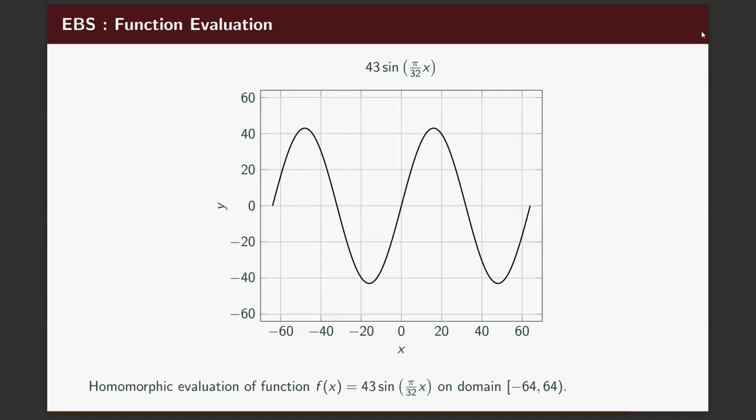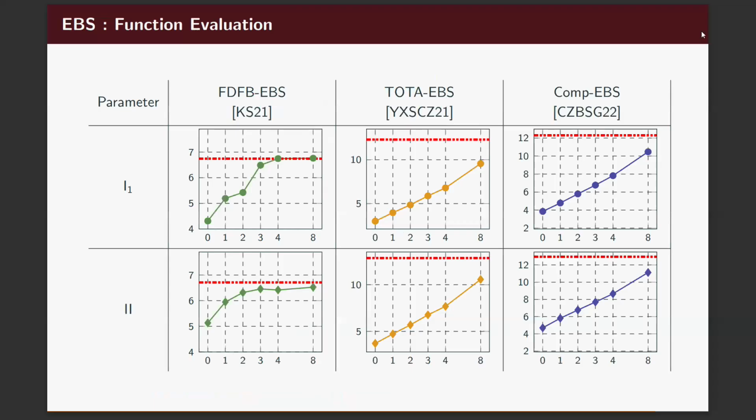To see that the precision actually grows, we evaluated a simple sign function over the domain -64 to 64. We evaluated this with the full domain functional bootstrapping algorithms, and the red line here is the maximal precision we estimated with our error estimation formula. We can observe the precision on the y-axis shows a linear growth as the extension parameter nu on the x-axis grows.